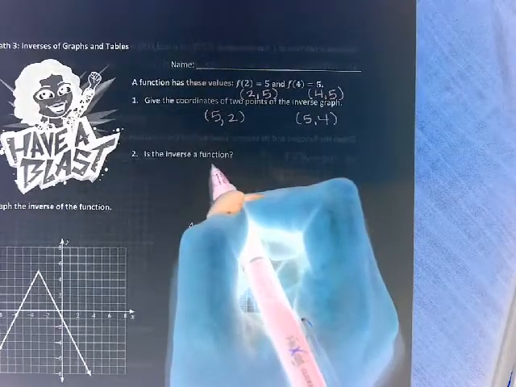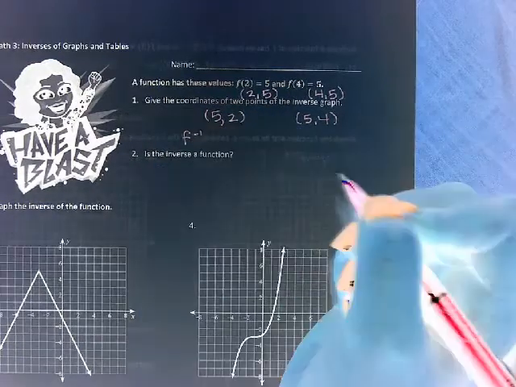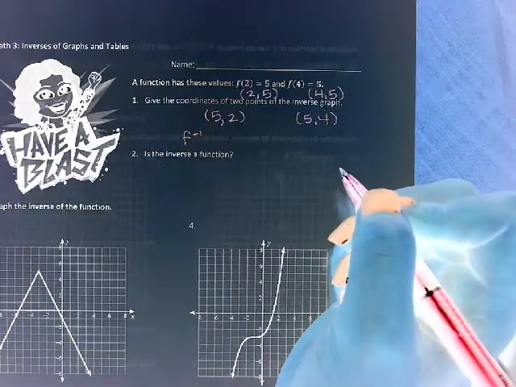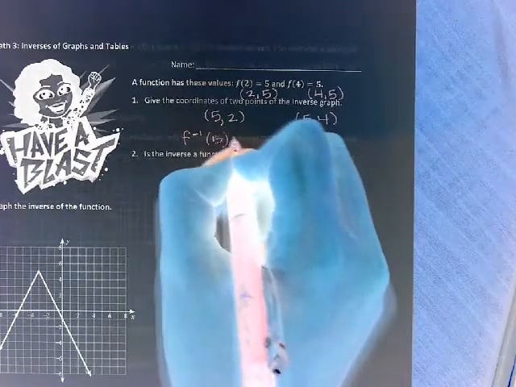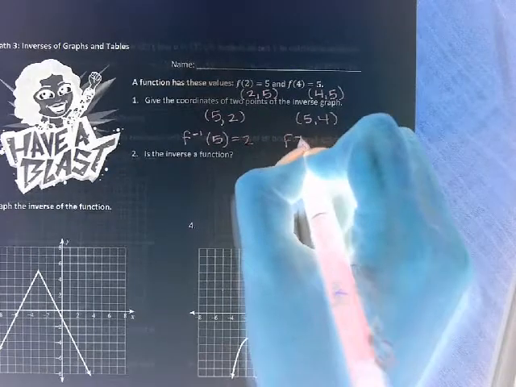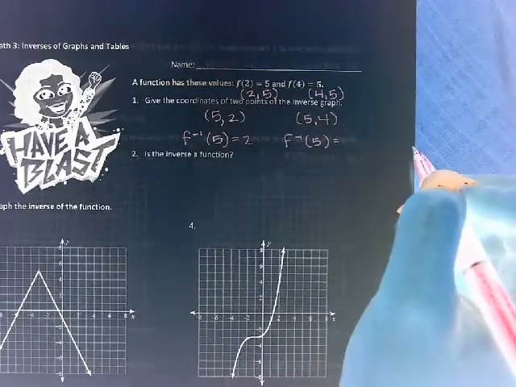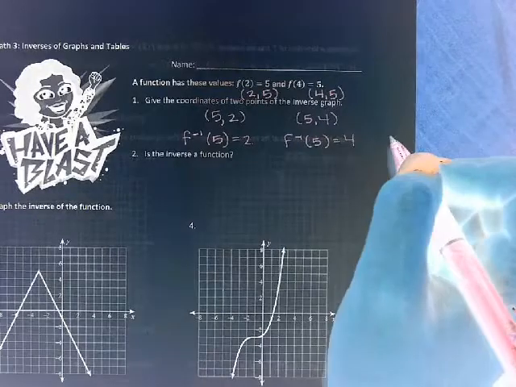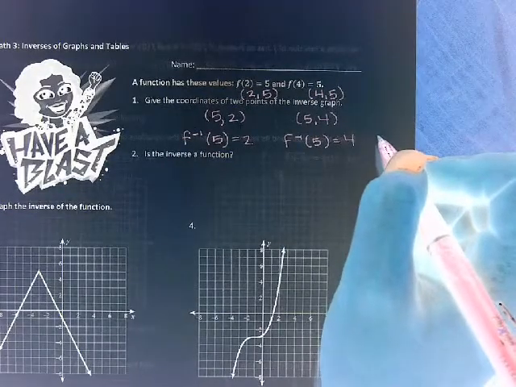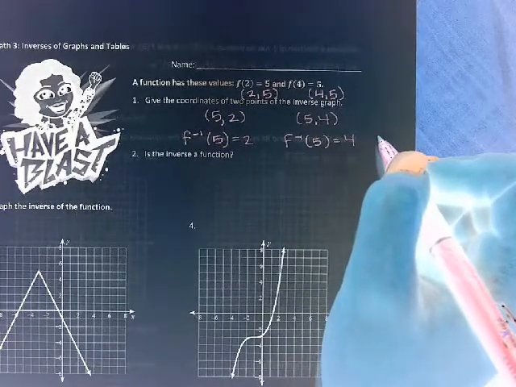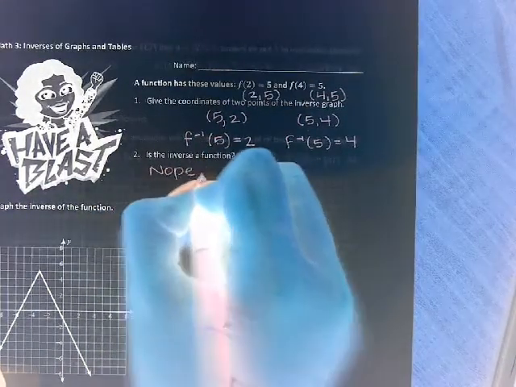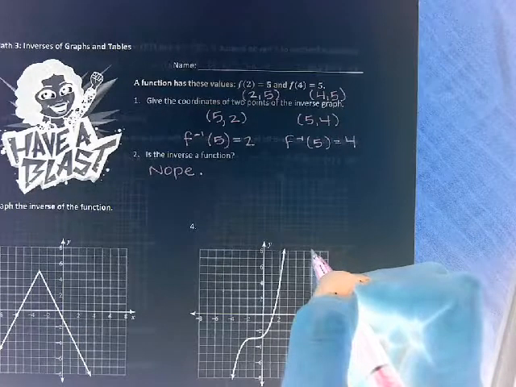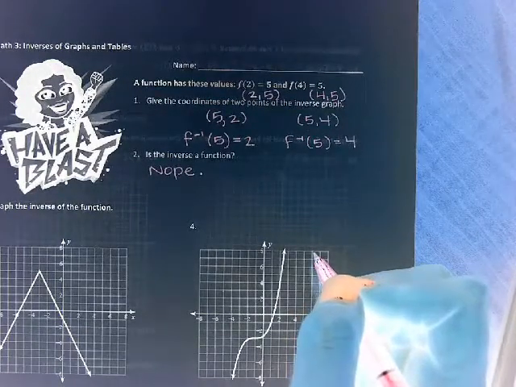Now, the special way that we write this with inverse notation is we say F inverse, right? Because that's the inverse graph. And then what did we plug in? So F inverse of 5 equals 2. F inverse of 5 equals 4. Now, I plugged in the same number, but I got 2 different answers. So what do I say? Is it a function or no? Nope. The inverse is not a function because I plugged the same number in and got 2 different answers.